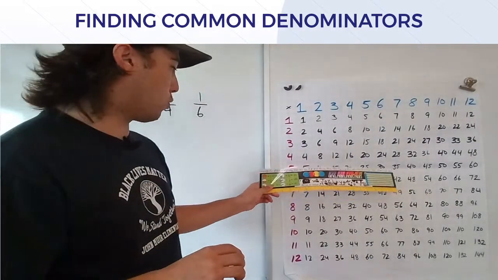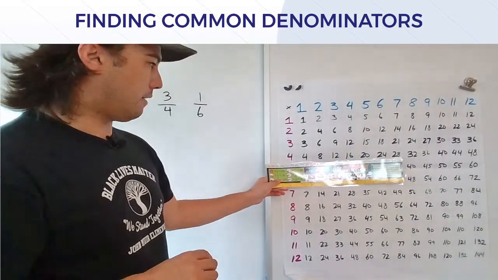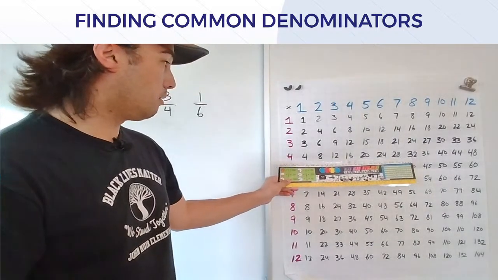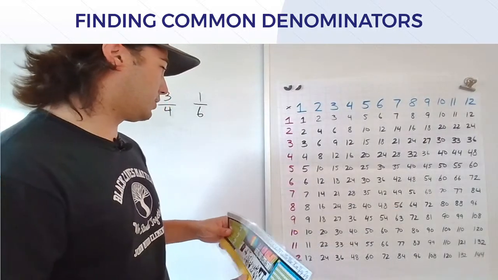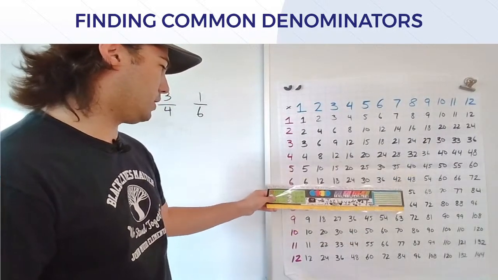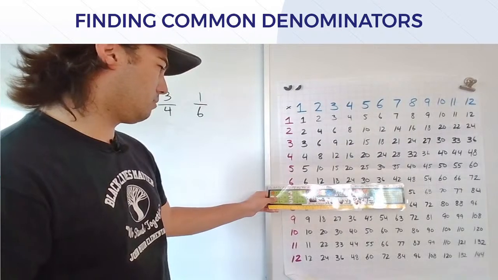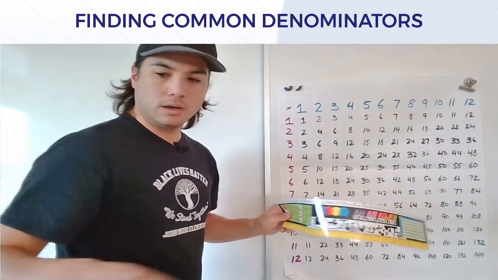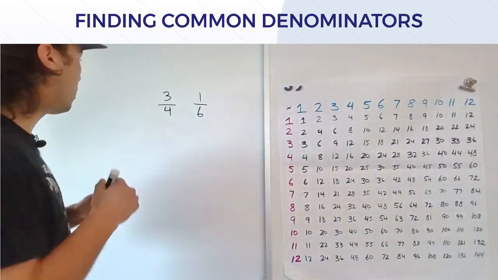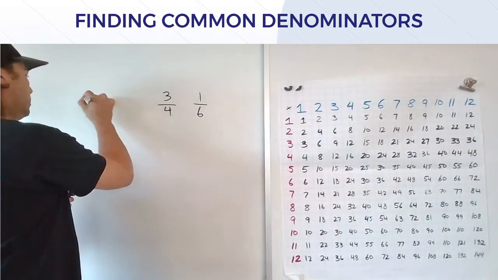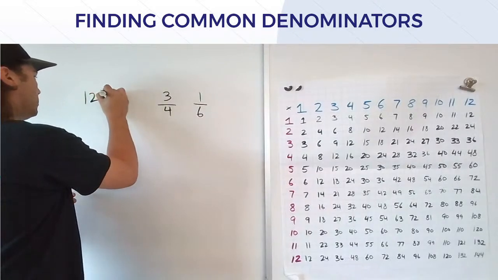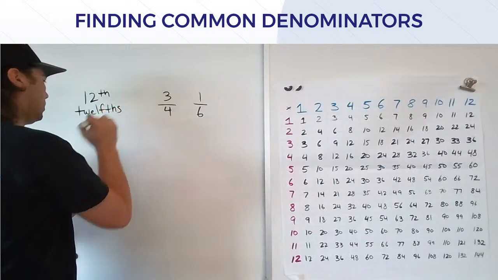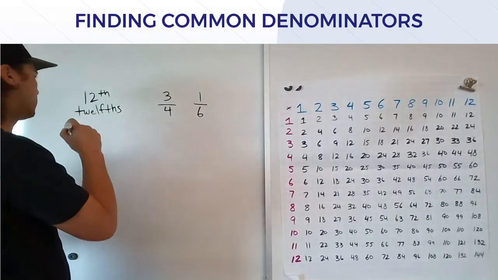Let's look at our 4s. We got 4, 8, 12, 16, 20. Are any of those numbers in the 6th row? Yeah, 12. Right there. Okay, so for today, our answer can be, we can put 12ths. That's a lot of consonants in a row. Okay?